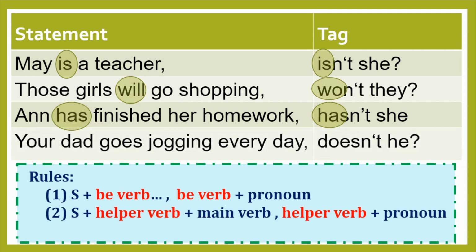If the main part of the sentence doesn't have a helper verb, like this sentence, your dad goes jogging every day, then the tag question uses an appropriate form of do. For example, do, does, or did. Here we have does in the tag question because does works with the third person singular.